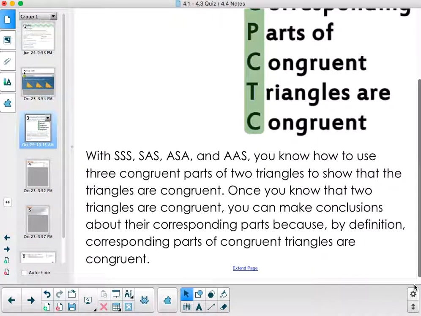This all comes from the ideas that we learned about in 4.1. In 4.1, we talked about 2 figures are congruent by definition if all corresponding parts are congruent. So what we're going to be doing in this particular lesson is we're going to prove that triangles are congruent using either side, side, side, side, angle, side, ASA, or angle, angle, side. And once we have shown that the triangles are congruent, we can say that any of the parts that are corresponding are also congruent by the definition of congruent triangles.